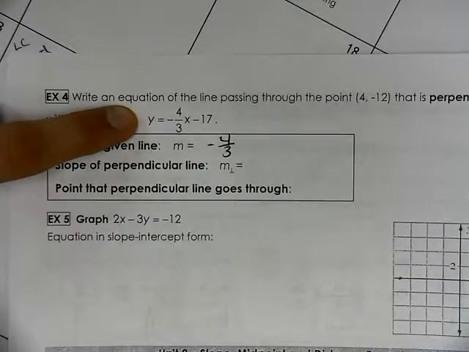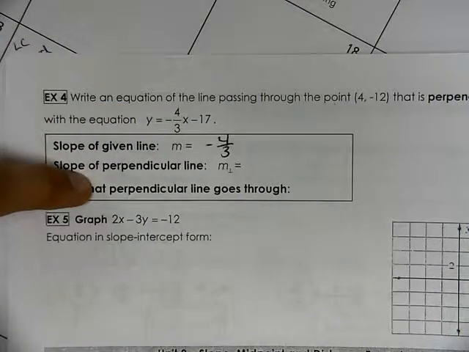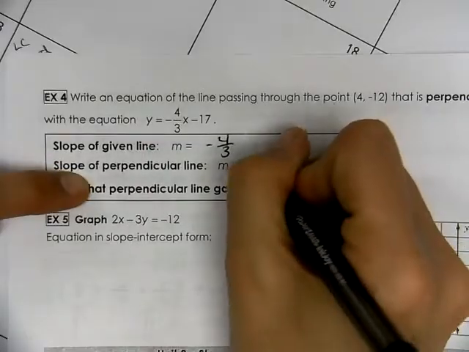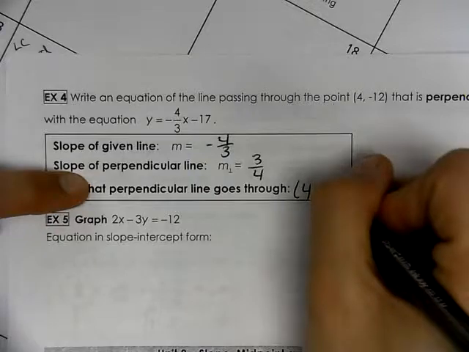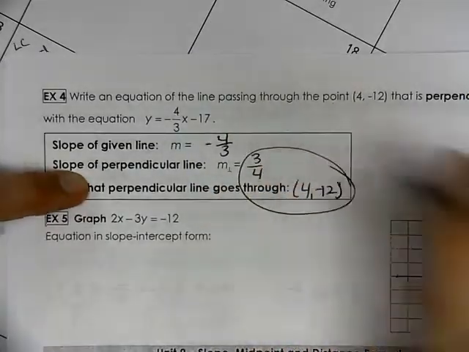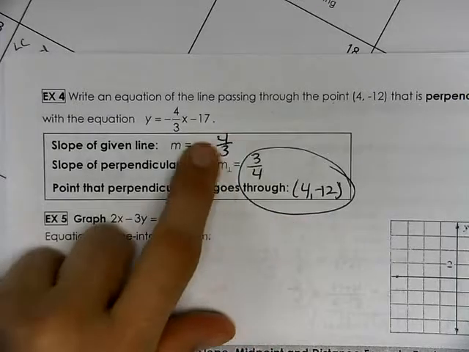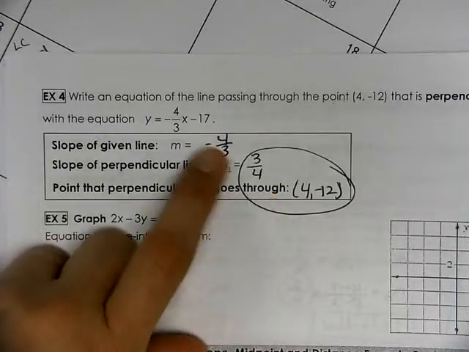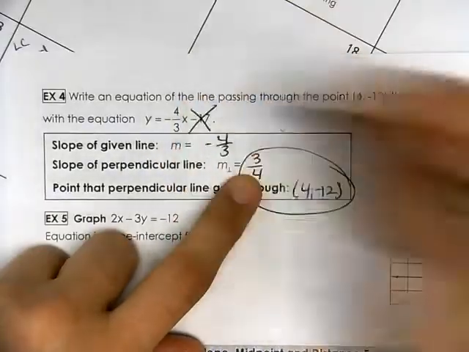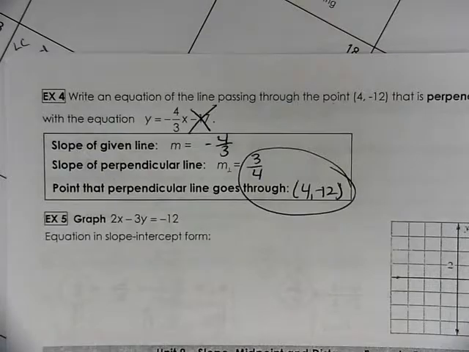Now our new line has to be perpendicular. So what would the perpendicular slope be? 3/4, and it's got to go through (4, -12). So again, these are the two pieces of information you're going to use. The given slope just gets you the perpendicular slope. You ignore the 17. You don't even need it. It's really not there for any reason.